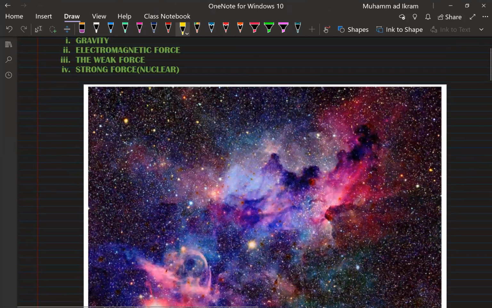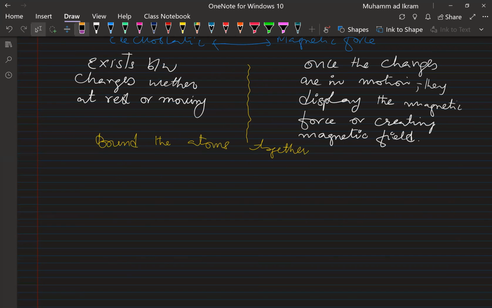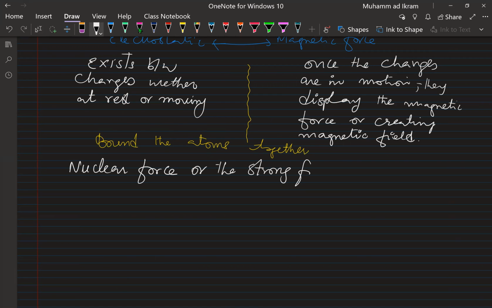Now in my list, what is the next? The next is the weak force. But before the weak force, let me explain to you the nuclear force first, because it is important to understand this first. The nuclear force is the strong force, sometimes also called the short range force. This was, I think, predicted by Yukawa, a scientist from Japan, in 1935, right?